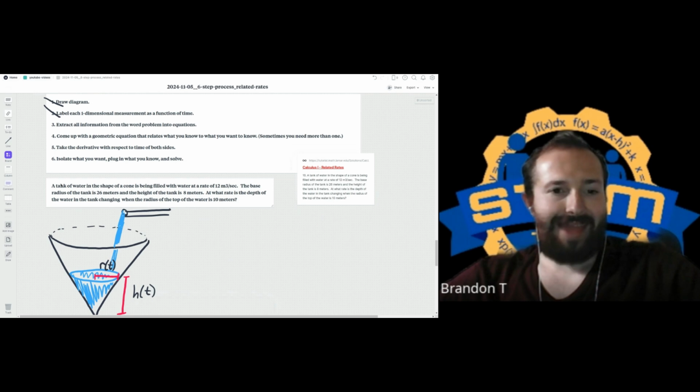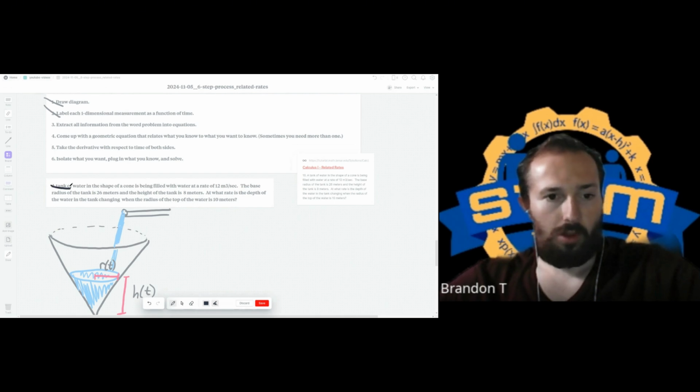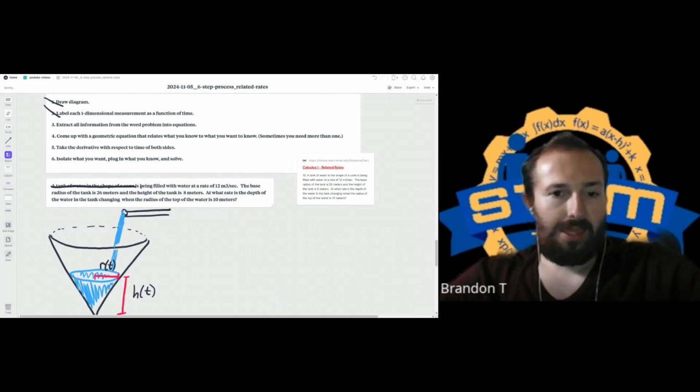So here, a tank of water in the shape of a cone. We already drew that, basically. So yeah, we already drew a tank of water in the shape of a cone, so we don't need to focus on this anymore. Next: is being filled with water at a rate of 12 cubic meters per second.